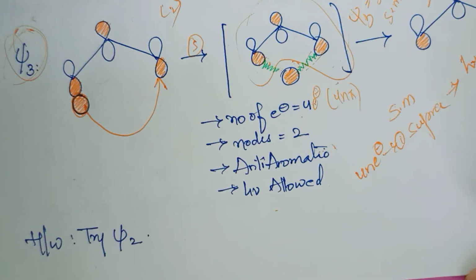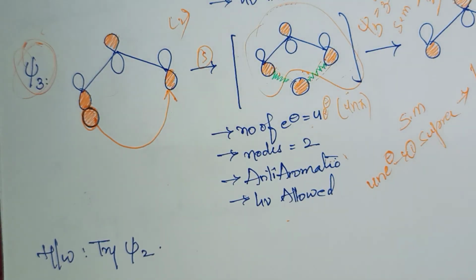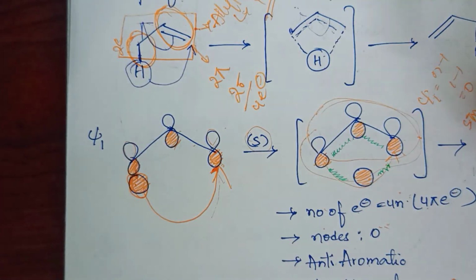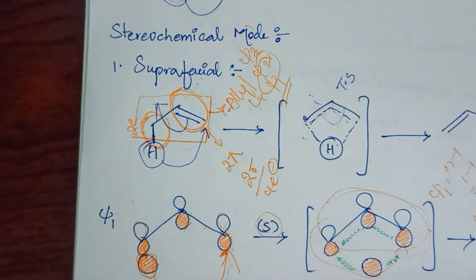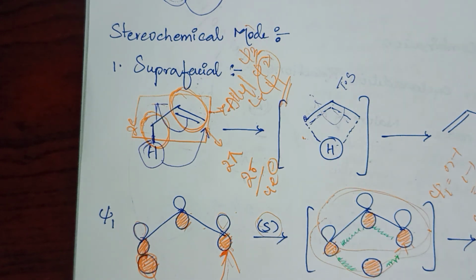Now you try the example showing Xi2. So you will have 3 molecular orbitals: Xi1, Xi2, Xi3. Regarding Xi2, you show the same example. You can go through the previous video on the allyl system molecular orbital diagram if you don't understand how to draw the molecular orbital of Xi2.